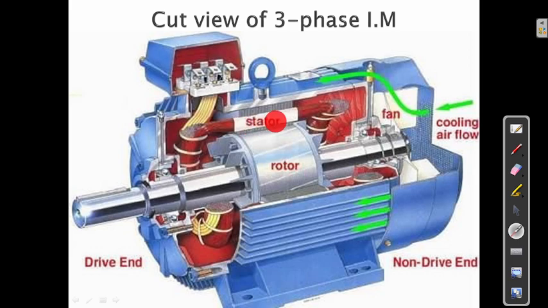See, this is the stator side and this is the rotor side. You will see in the stator side the coils are connected, and on the rotor side also coils are connected with some insulation over here. This is the fan, and this one is the cooling air flow. Cooling air must flow into that particular motor, because when any motor runs, heat is produced. So for that, cooling air flows inside the motor. And this end is the drive end. This end we can call the non-drive end.